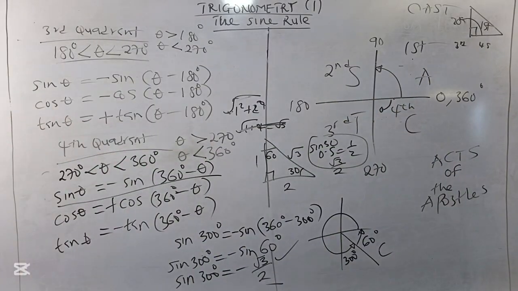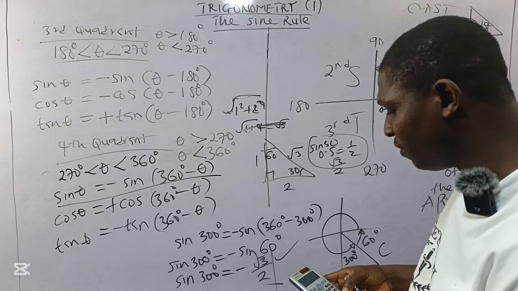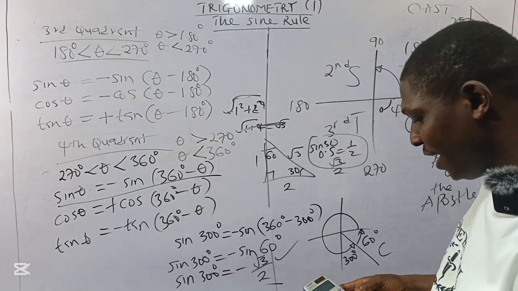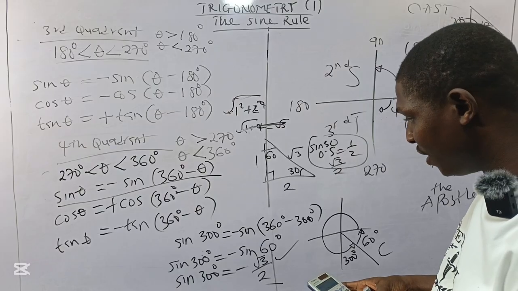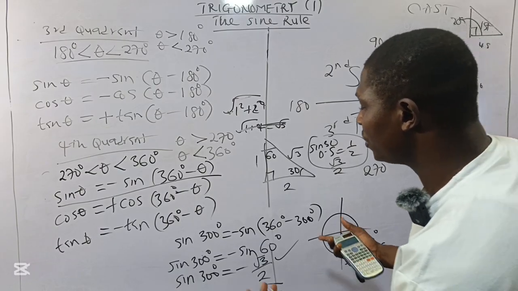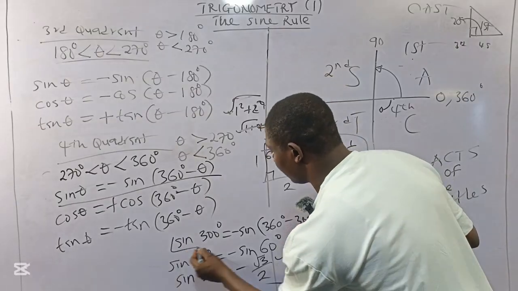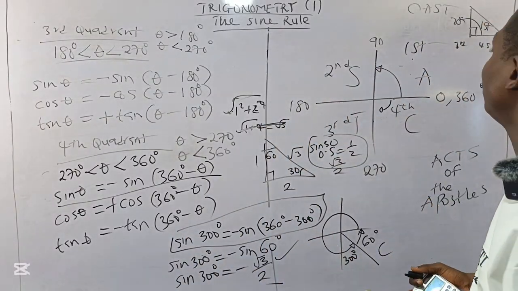If we are to check, we simply have sine of 300, which gives me minus 0.8660. And if I have minus square root of 3 divided by 2, I'll still have minus 0.8660. So this is the relationship of how you can use the quadrant to get both positive and even negative angles.